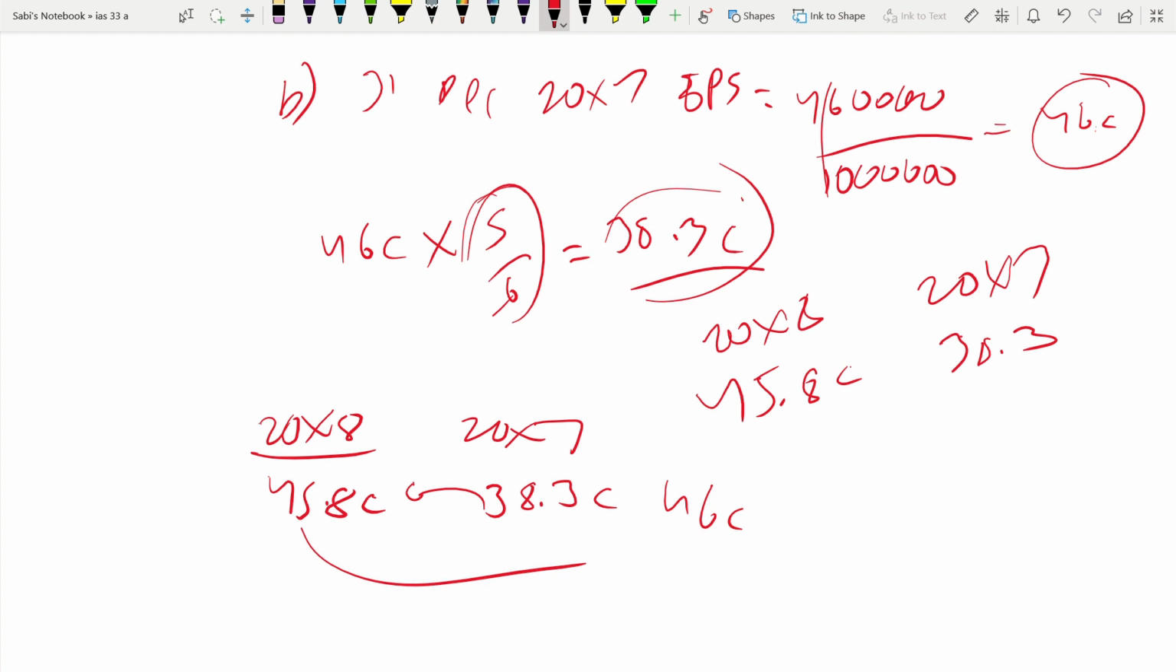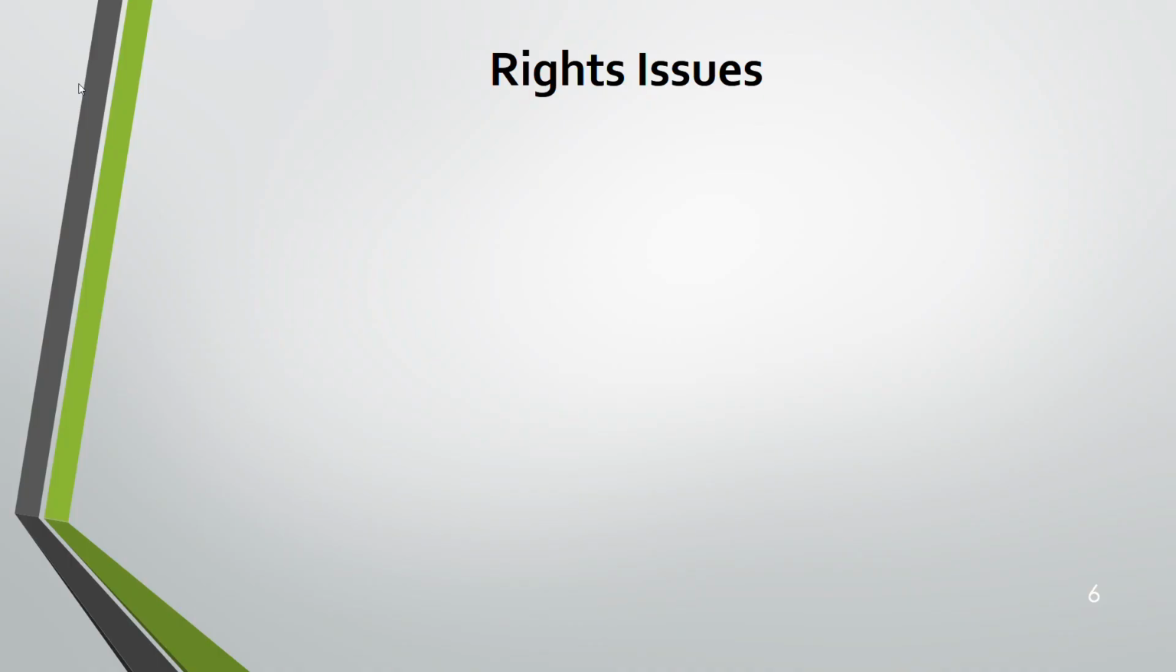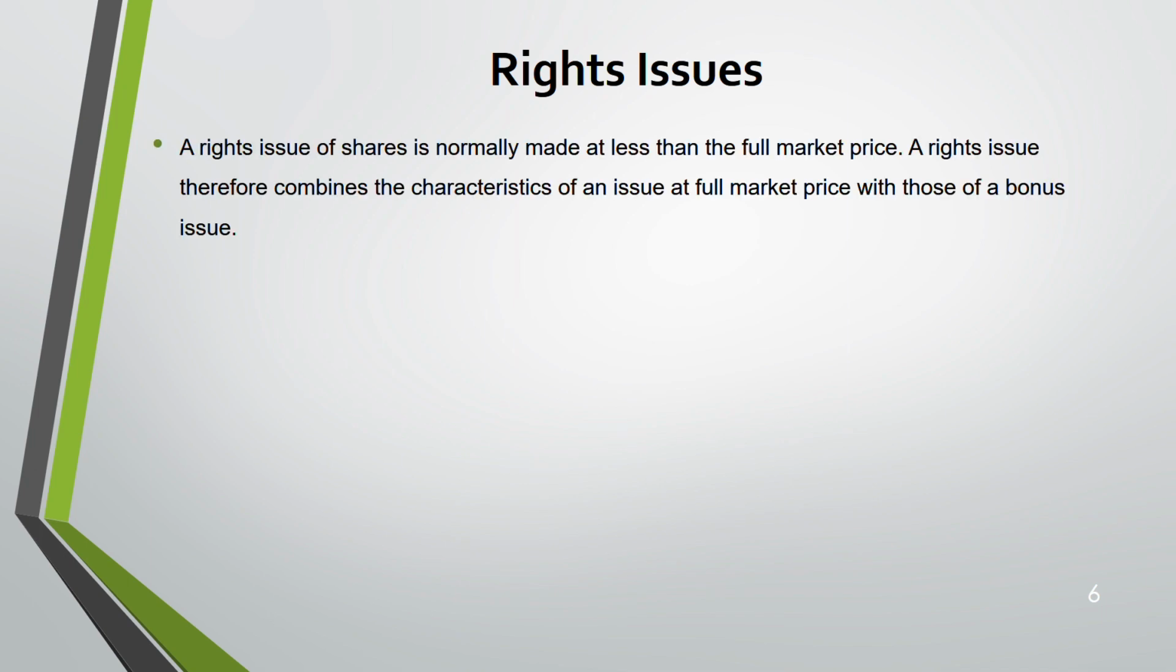And now let us go to the right issue. We are done with the bonus issue. Now we are moving on to the right issues. So a right issue is basically made at less than the full market price. So you can see this has the characteristics of both full market price and bonus issue.